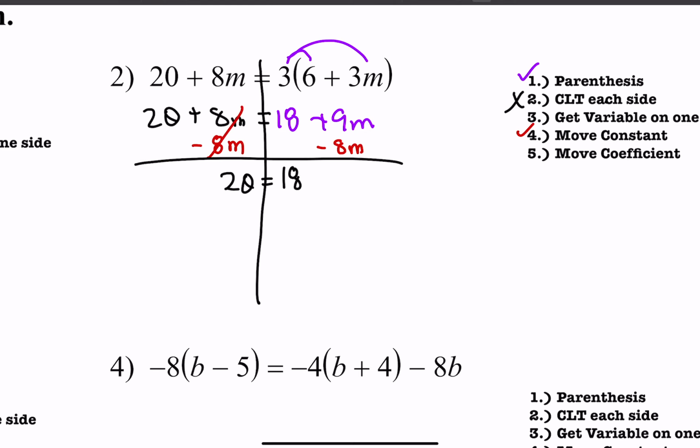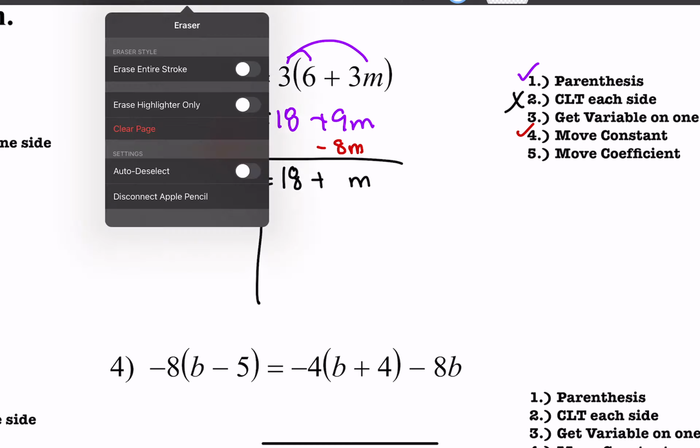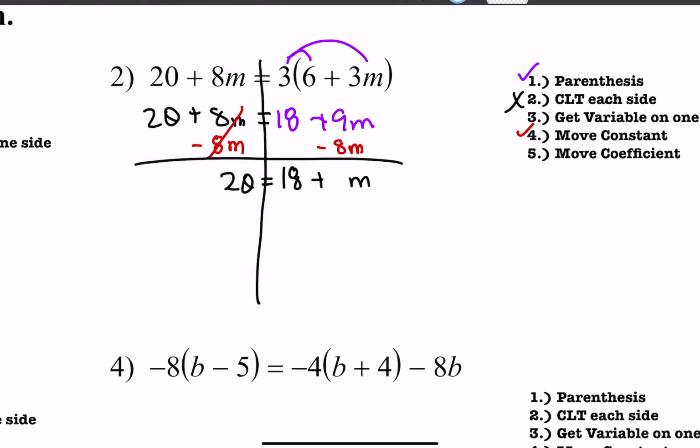9m minus 8m is a plus 1m. However, we do not have to write a 1. Okay? It's just one of those things. You don't have to write a 1 in front of an m. If you do, that's okay. You just might give yourself a little extra step. We have a constant, so I'm going to subtract that 18 from both sides. This gives us 2 equals m. We don't have a coefficient because we're done.